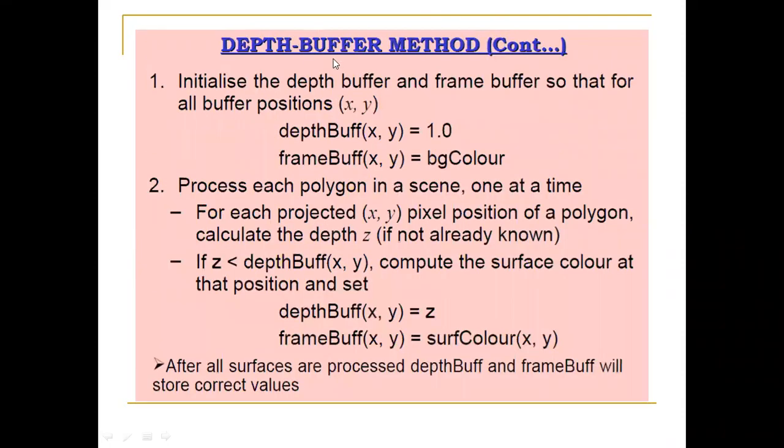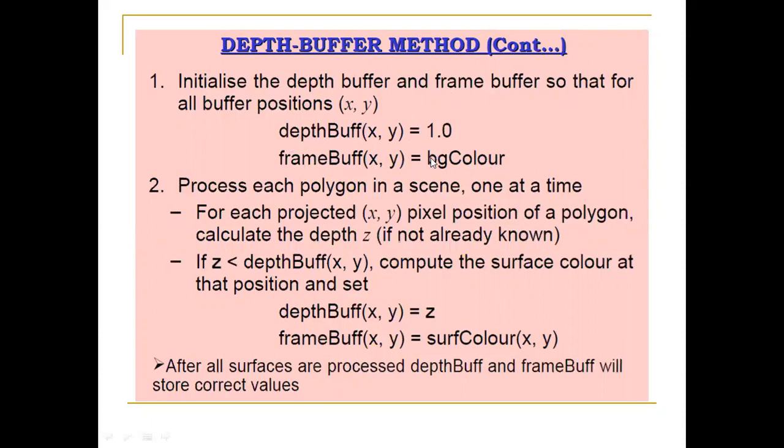The depth buffer algorithm works like this. The first step is to initialize the depth buffer and the frame buffer for all the buffer positions x comma y. Here we are considering two buffers: one is the depth buffer and the other is the frame buffer. Inside the depth buffer we will be calculating the depth of the pixel from the view plane, and inside the frame buffer I will be telling whether the corresponding pixel position has to be marked as visible or invisible. So initialize the depth buffer and the frame buffer so that for all the buffer positions x comma y, the depth buffer initially at x comma y is 1.